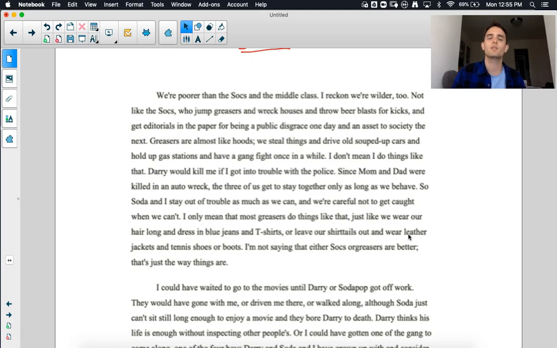We're poorer than the Socs in the middle class. I reckon we're wilder, too. Not like the Socs who jump greasers and wreck houses and throw beer blasts for kicks and get editorials in the paper for being a public disgrace one day and an asset to society the next. Greasers are almost like hoods. We steal things and drive old souped-up cars and hold up gas stations and have gang fights once in a while. I don't mean I do things like that. Darry would kill me if I got into trouble with the police.